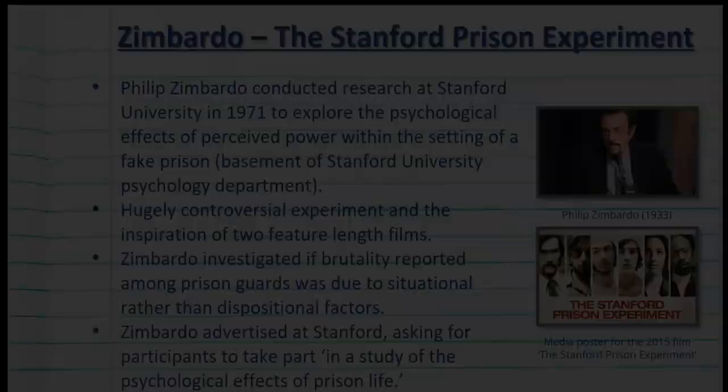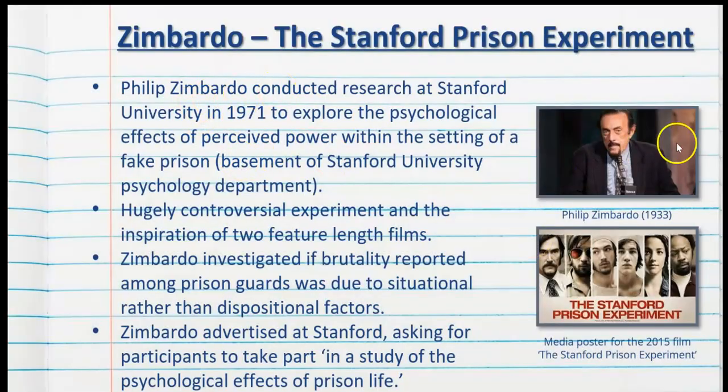Let's get started. So Philip Zimbardo, pictured here, conducted research at Stanford University in 1971 to explore the psychological effects of perceived power within the setting of a fake prison. This fake prison was actually the basement of Stanford University, which was also the psychology department. It was a hugely controversial experiment and the inspiration of two feature-length films, one of which pictured here, that we either will or have watched in class.